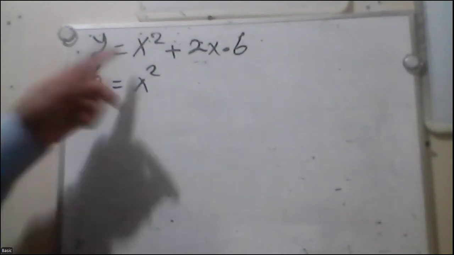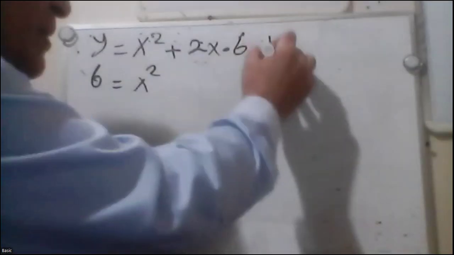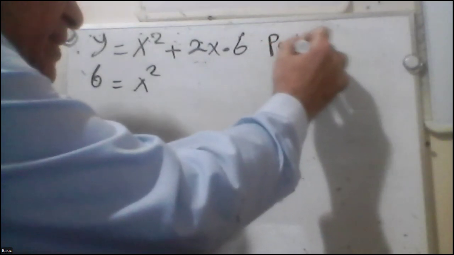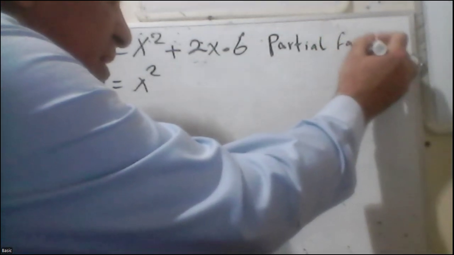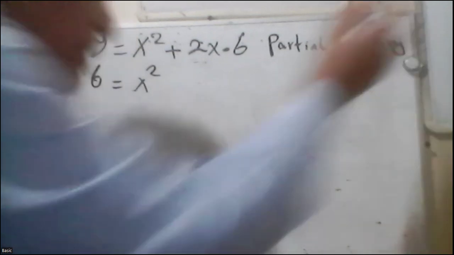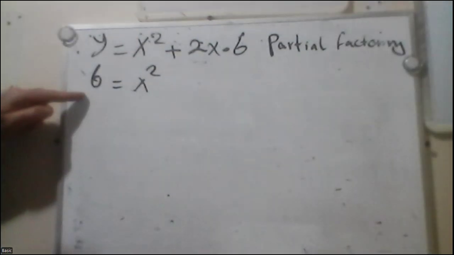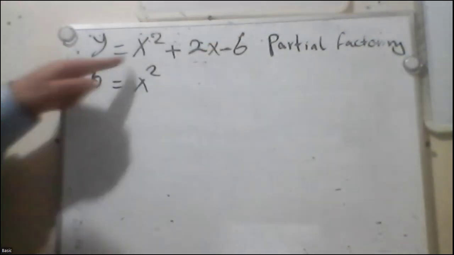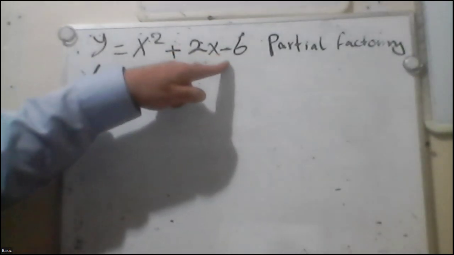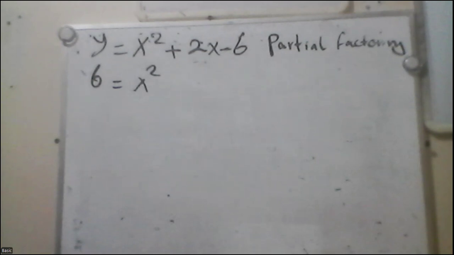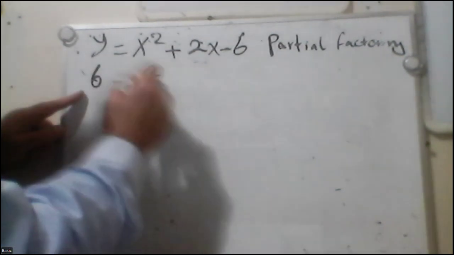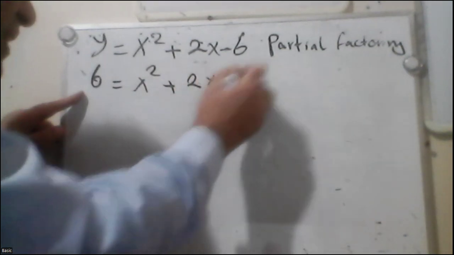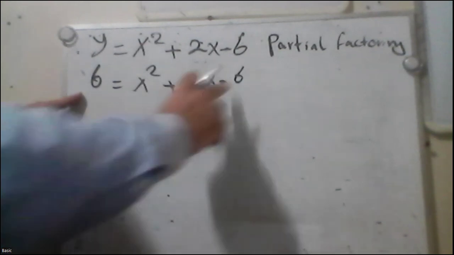So I will say y will equal x squared plus, I'm using partial factoring, P-A-R-T-I-A-L, F-A-C-T-O-R-I-N-G. This is an example, x squared plus 2x minus 6, and we need to get the x-intercepts using partial factoring. So I will do what? I will put the 6 here and equal x squared plus 2x minus 6. Then I will take the 6 to the other side.